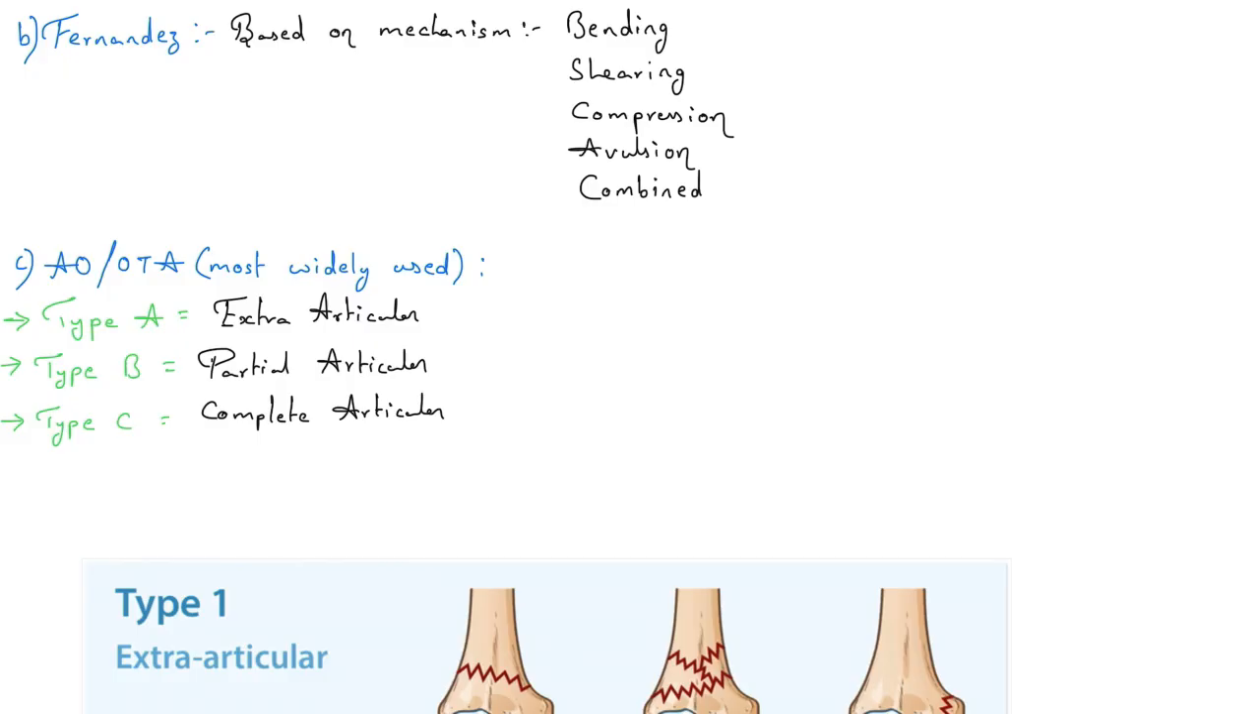Fernandez classification. It's based on mechanism, or based on the injury type, like bending fracture, shearing fracture, compression fracture, avulsion fracture and combined fracture. So based on the mechanism of injury, based on the Fernandez classification we can easily find out the mechanism of injury.